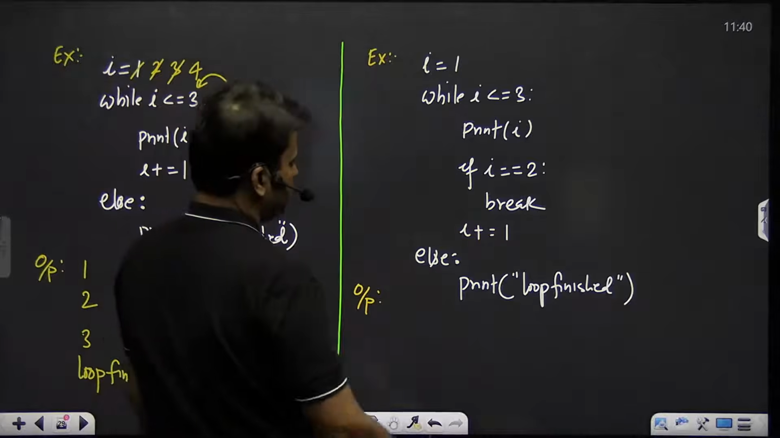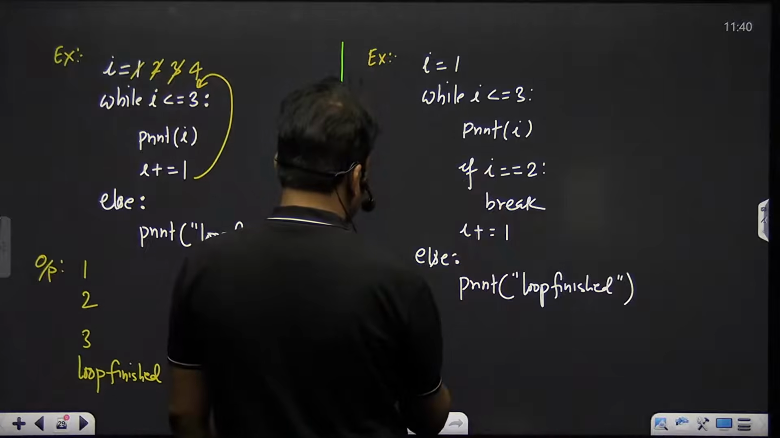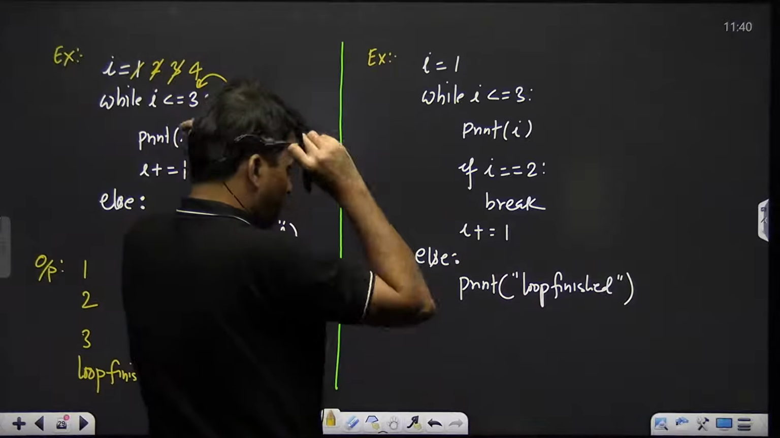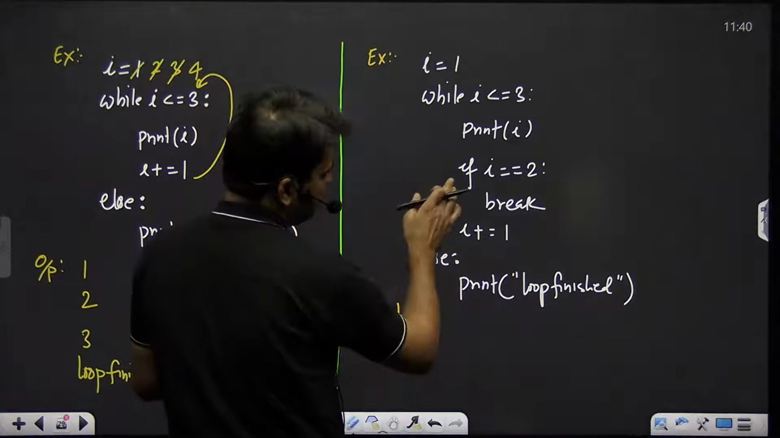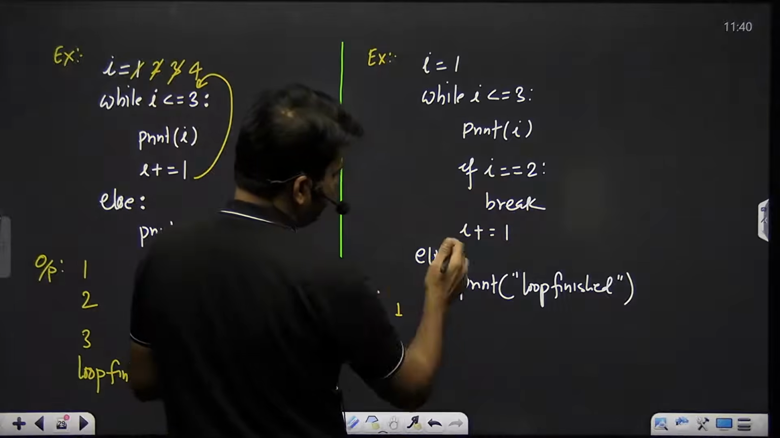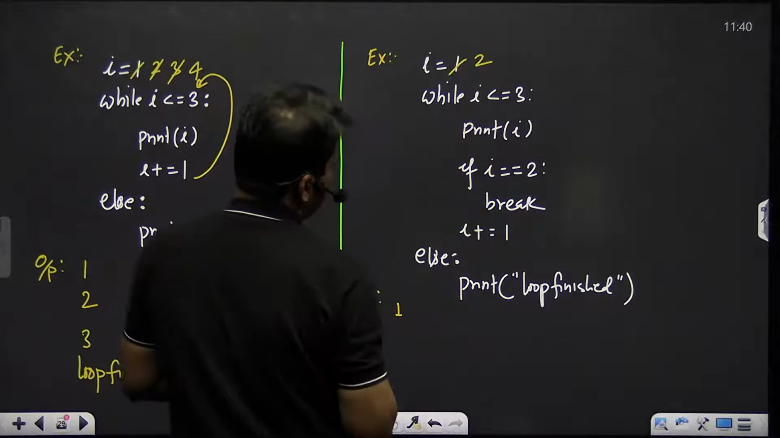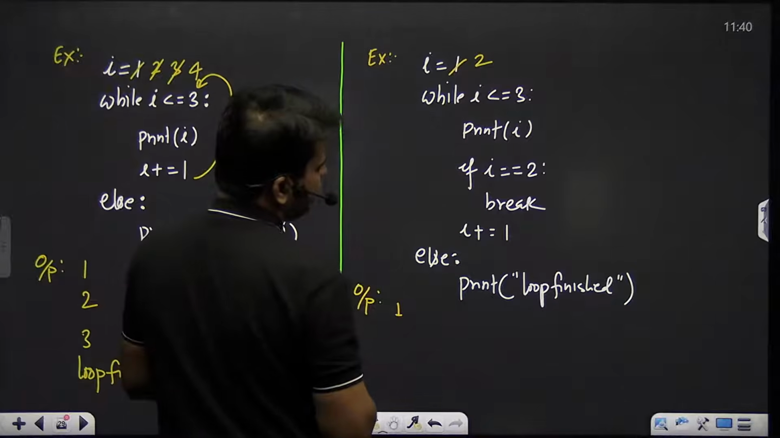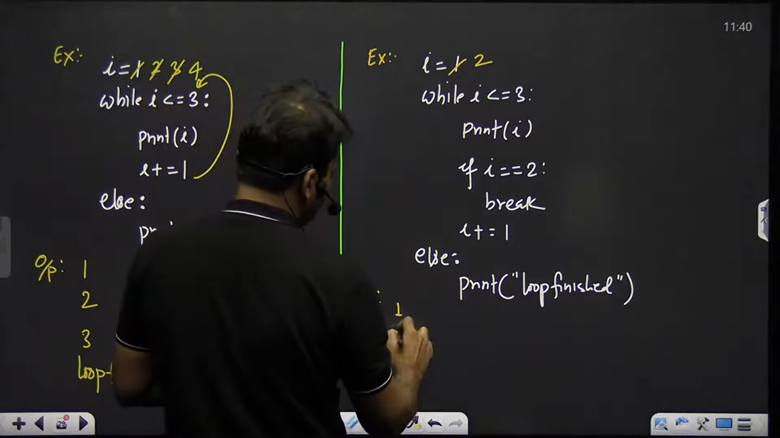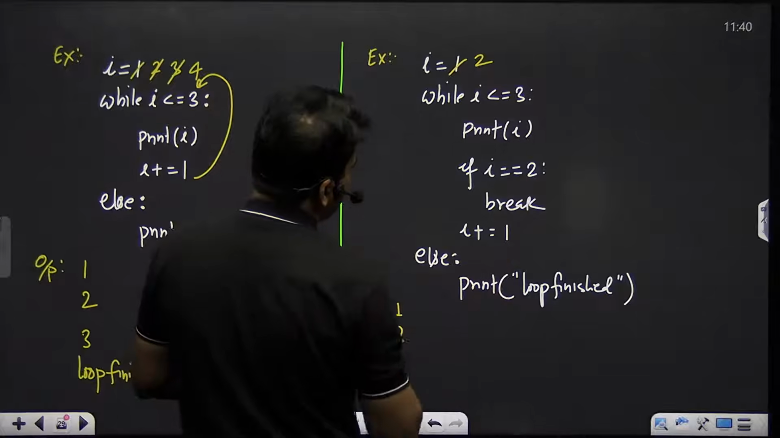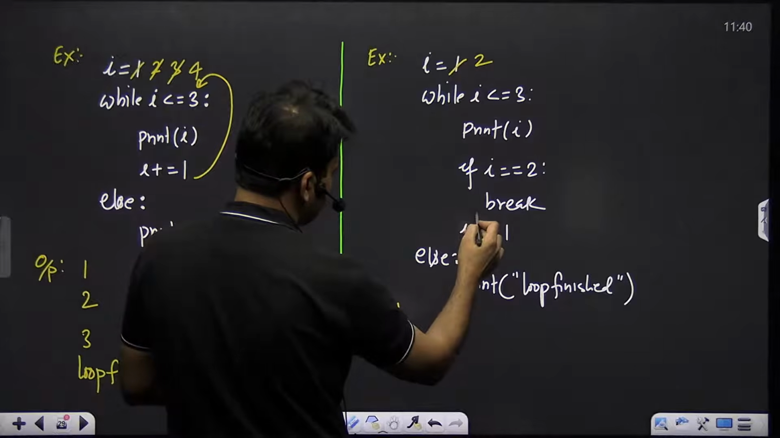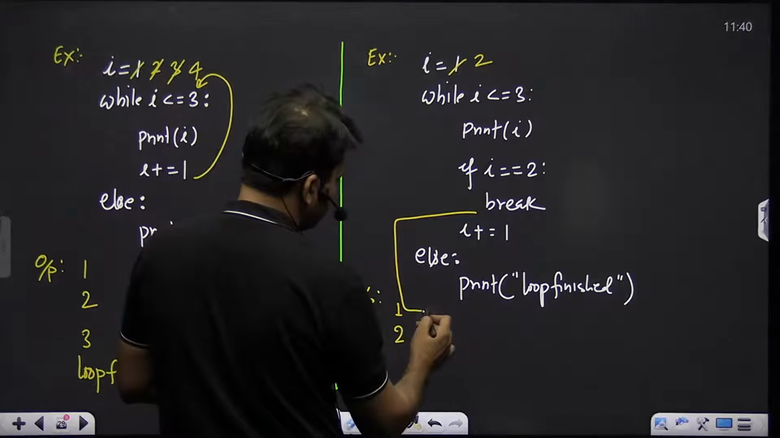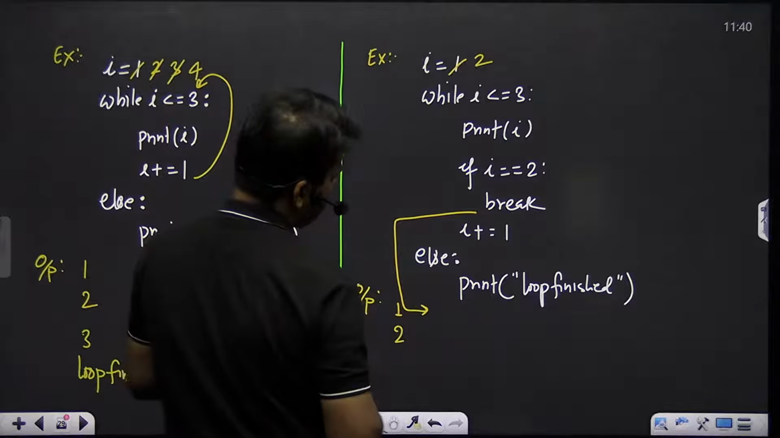What about the second part? In the second part, i equals 1, 1 is less than 3, print i, so it prints 1. Is i equal to 2? No, sir. So this condition is false, break does not execute, and i plus equals 1, so this is 2. 2 is less than or equal to 3, yes, condition true, print 2, but now i equals 2, this condition is true.